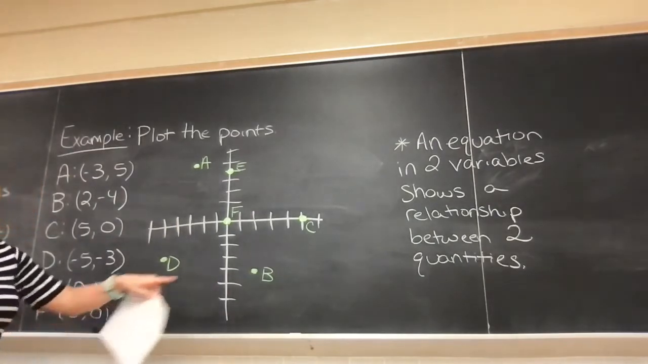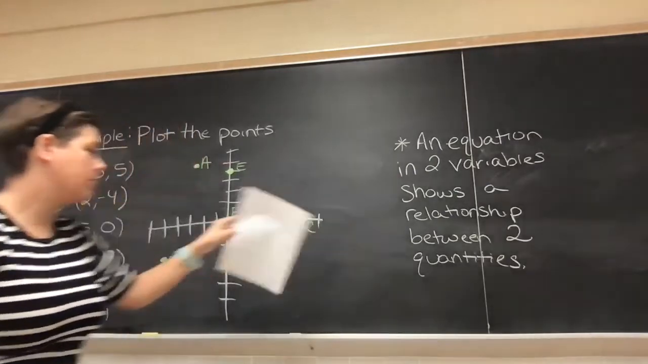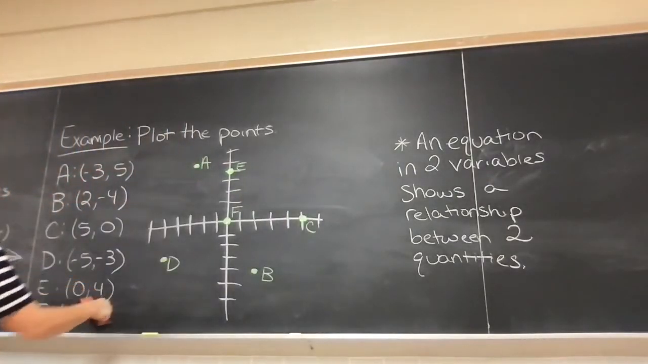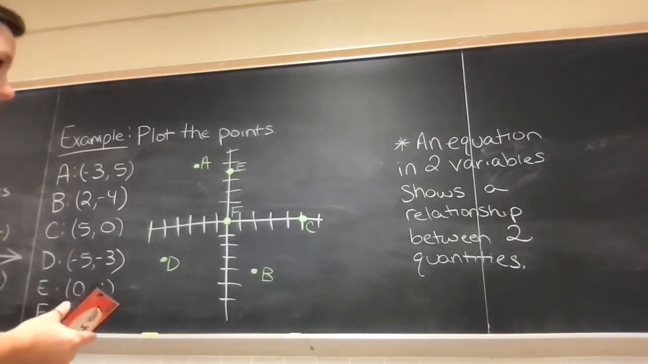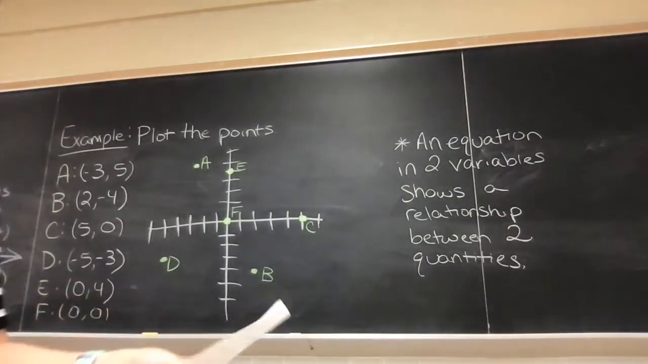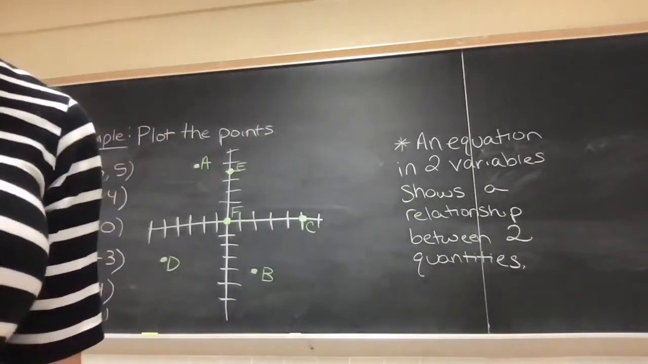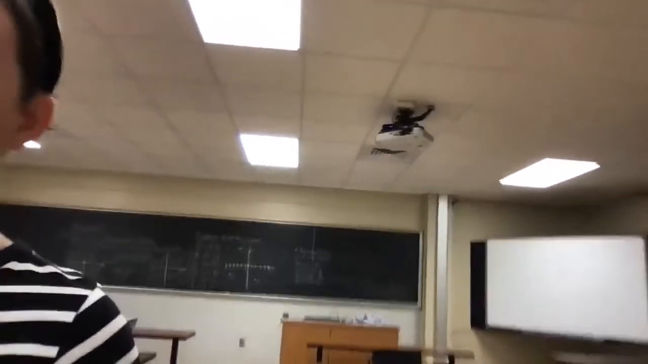So I want to make a note over here because we're going to start talking about equations. Simply, an equation in two variables, so in an x and a y, is going to show a relationship between two different quantities. So we're going to go to the back of the room now, and we are going to learn how to graph an equation using the point plotting method.